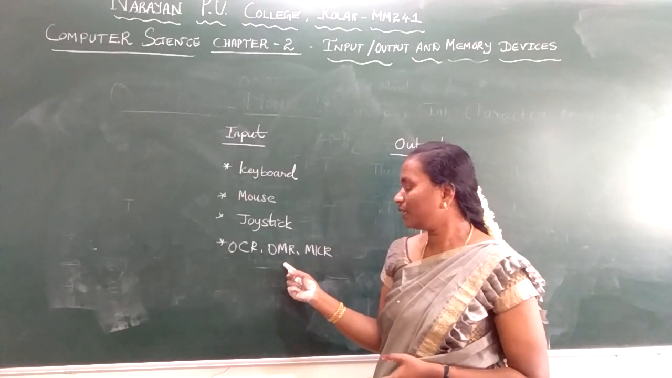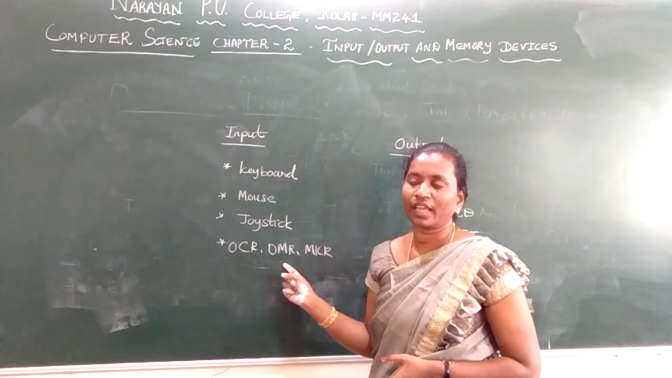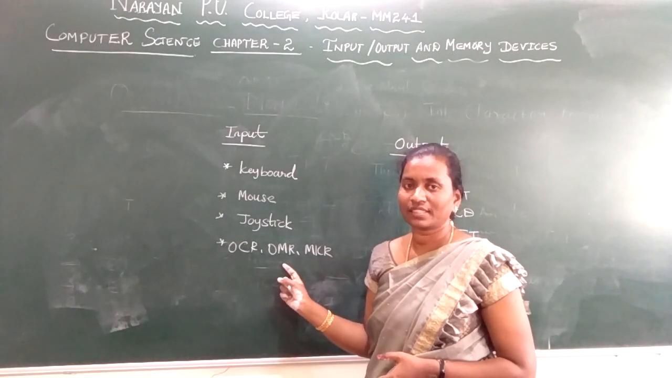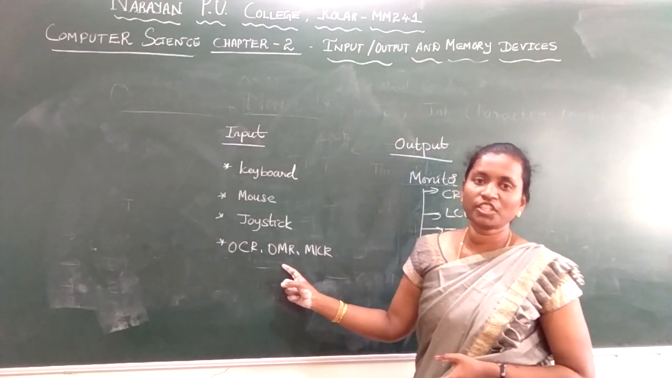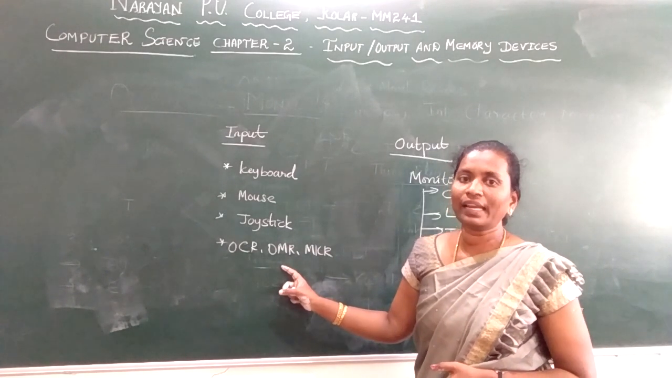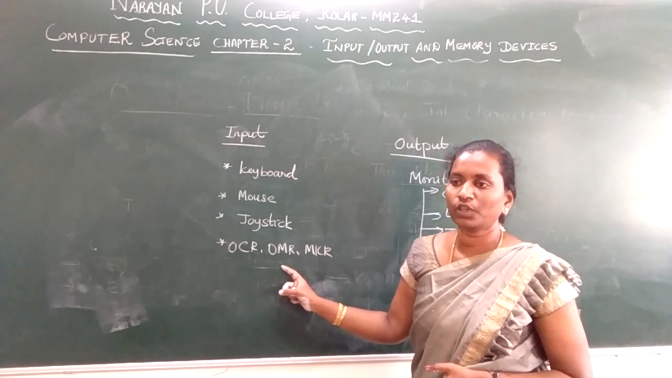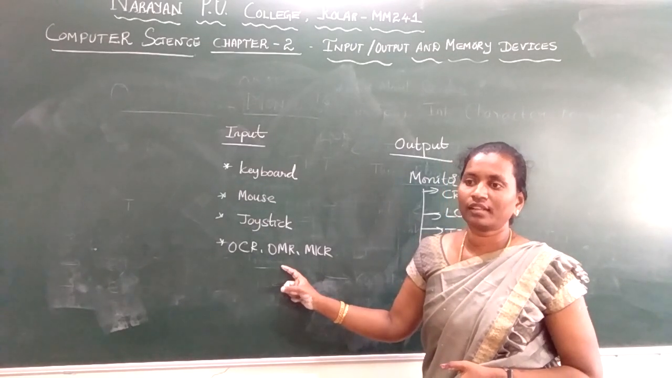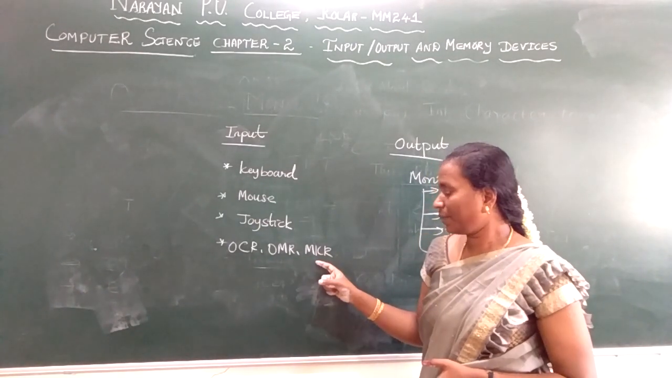Next, OMR, optical mark reader. I told you the example of academic exams or competitive exams like the CET. They give OMR sheets, so the answers are fed to the computer with the help of the OMR reader, similar to this voting machine.